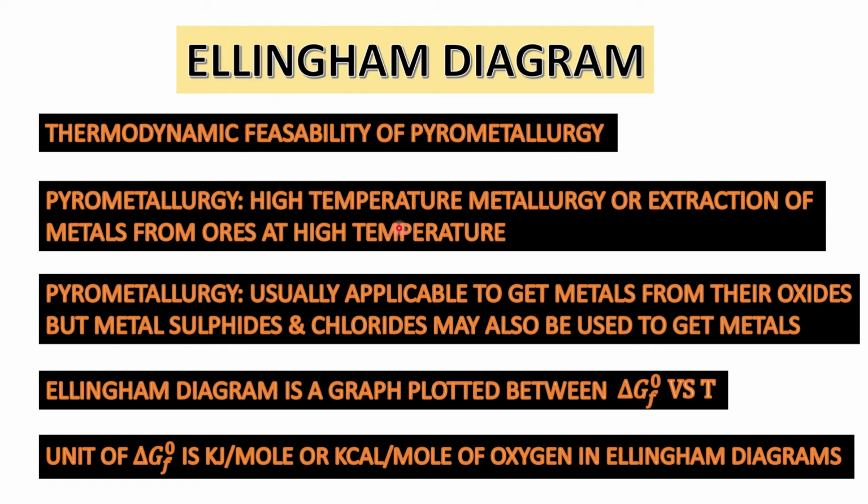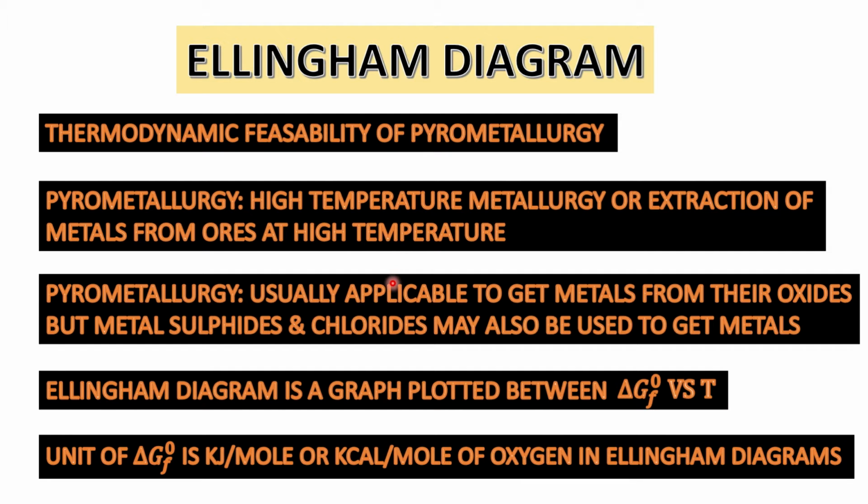So when you are doing this pyrometallurgy, what is the thermodynamic feasibility and what are the thermodynamic parameters which make the reaction spontaneous, so that you will get your metal easily from the ore? Here I have written again, pyrometallurgy is usually applicable to get metals from their oxides. Whenever you have metal oxides like MO type, M2O type or M2O3 type, you can reduce the metal oxides to get your metal. But sometimes metal sulfides and metal chlorides may also be used to get the metals.